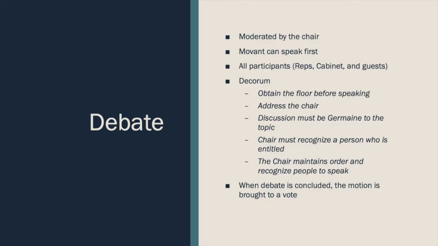And the chair, if possible, if it's obvious, is supposed to alternate between people who are in support of something and against the motion. That's kind of hard to do, but if it's obvious, the chair is supposed to try. After the motion on the floor is finished being debated and considered, the motion is then brought to a vote.